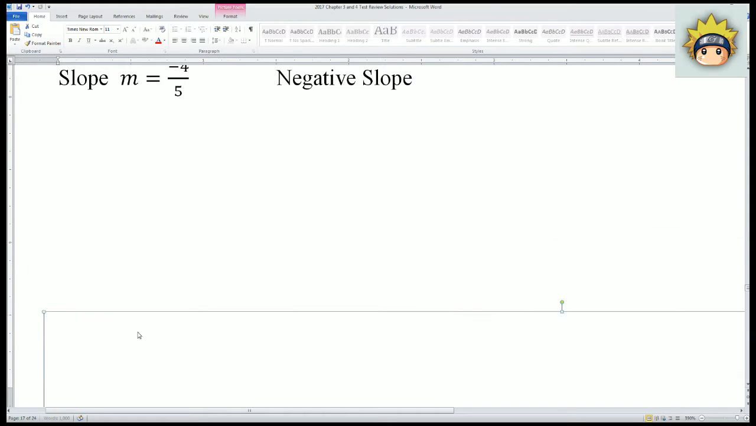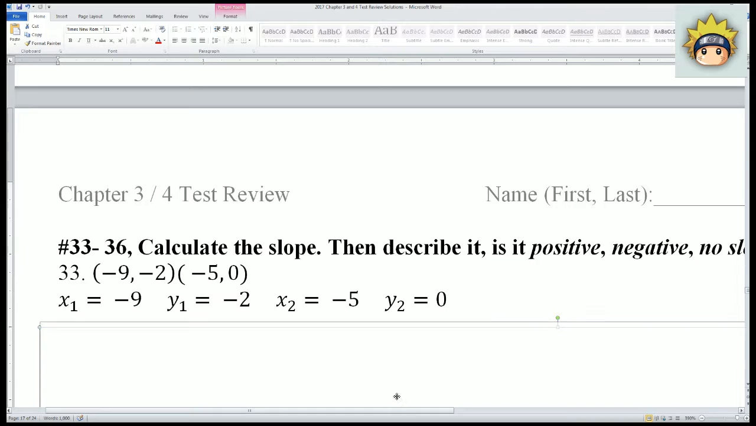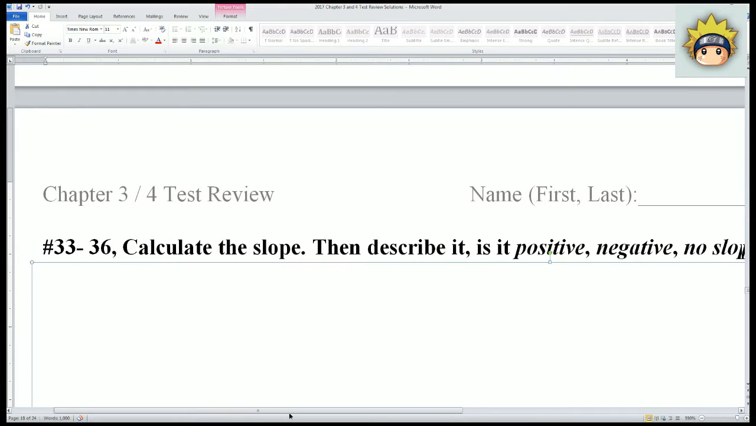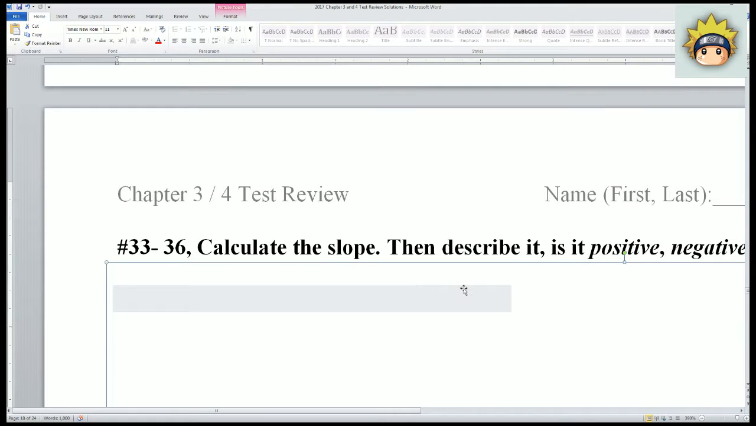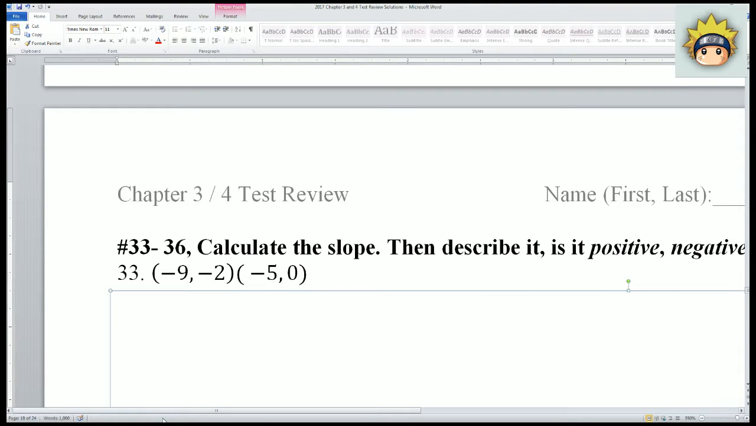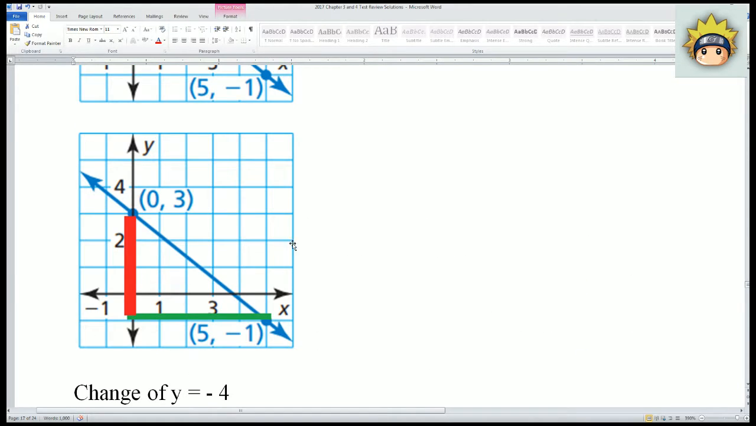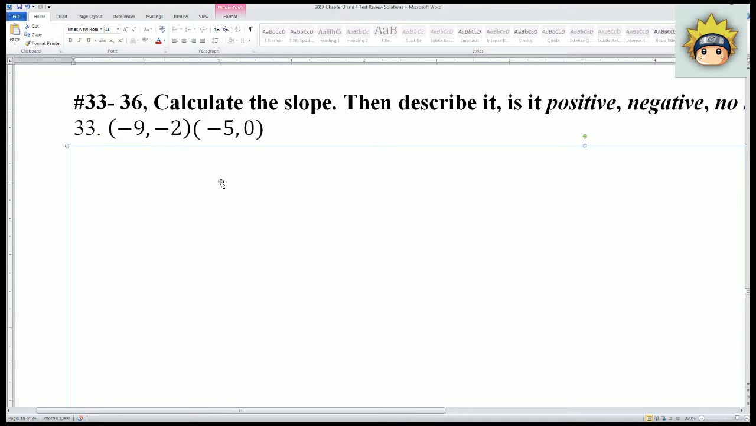Next, it seems like these are the same directions. Number 33 to 36, it asks you to calculate the slope, then describe if it is positive, negative, no slope, or undefined. Okay, what I give you here is 33. I give you 2 points. Notice that these 2 points are not graphed. Before, I gave you the 2 points already graphed. Here, I just gave you the 2 points.